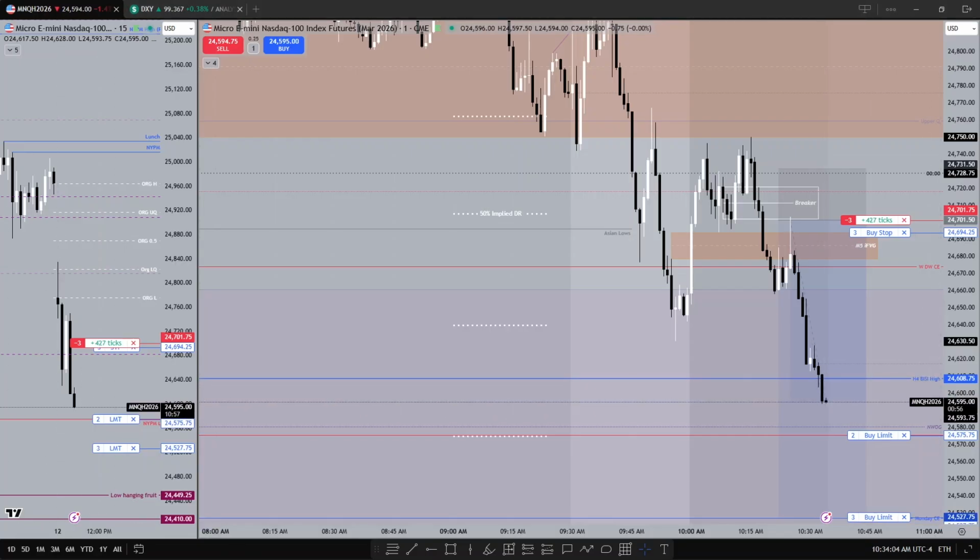Dollar is rallying, man. Dollar is rallying, so that's very good for bearishness in stocks. Dollar just took Asia highs, rallying for some buy side liquidity from the open of the week, Monday's open. So that's very good for stocks.